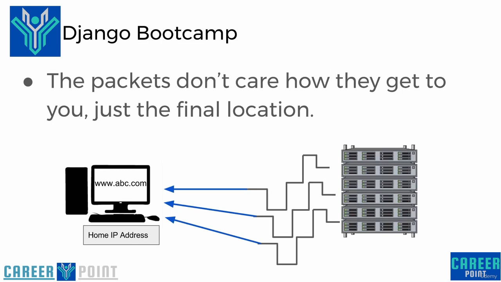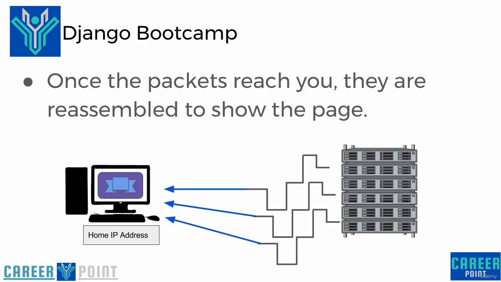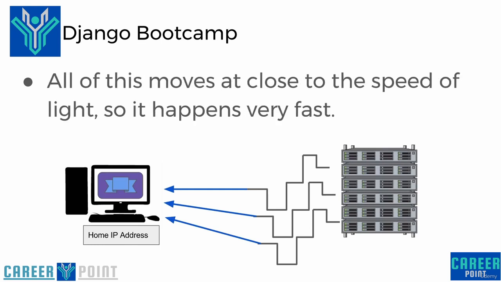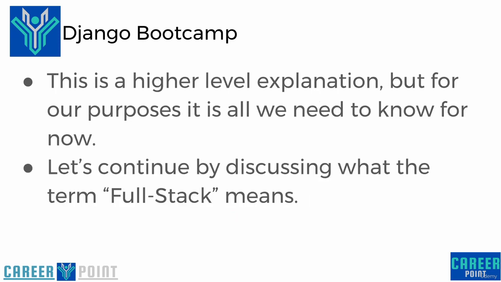So all these packets may take different paths to actually get to your computer, or back to your cell phone, or whatever browser you're using. What they really care about is the fastest way to get back to your destination at your home IP address. And then once the packets reach you, they're reassembled to show whatever page you were looking for. All of this moves at close to the speed of light, so it happens very fast. Okay, that was a really high-level explanation, but for our purposes, it's really all we need to know for now.